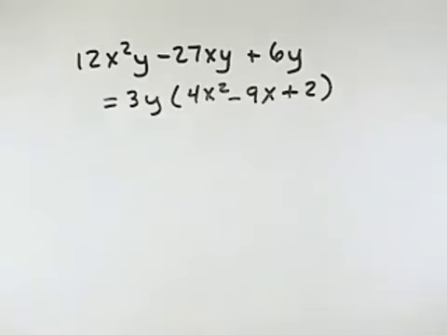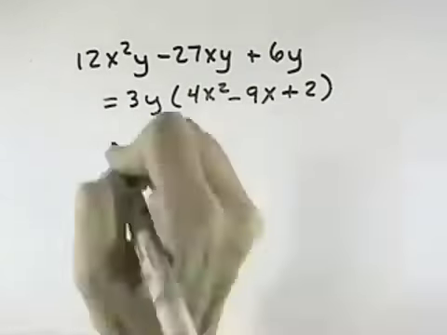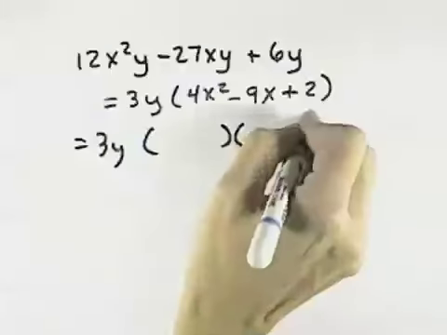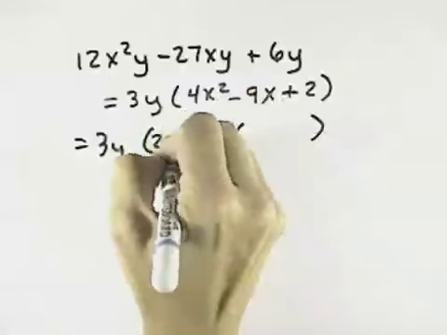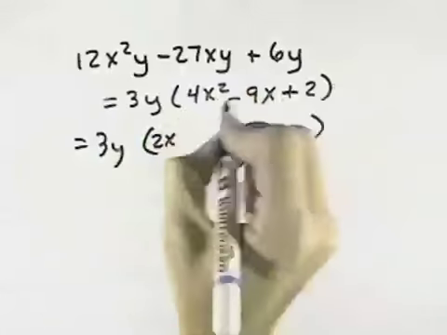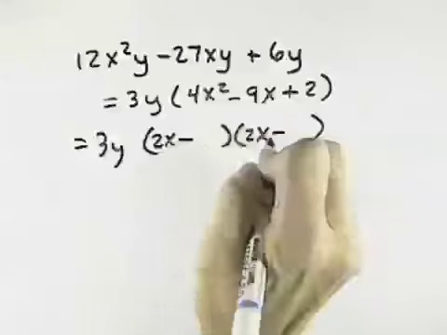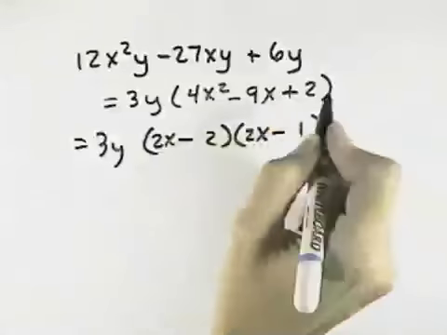So now we look at the trinomial that we're left with, the 3 terms, and we want to see if that can break down any further. So we've got our 3y. We break down our 2 parentheses. We might try 2x and 2x. And then we know both signs are the same, so they must both be negative. So we might try this with 2 and 1 for the factors of 2.